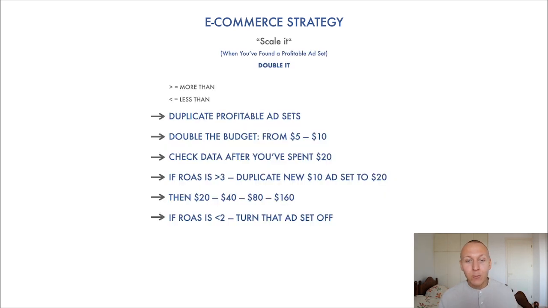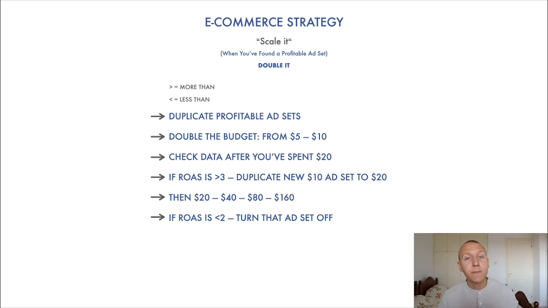When we scale it, what we're going to do is duplicate that specific ad set and then double the budget. We do not change the budget on the original ad set because that ad set is already successful. We duplicate it and double the budget because we do not know if it's still going to be successful once we double the budget. All right? So you take the profitable ad sets, or ad set if you only have one, and you double that budget. So for us, it's going to be from $5 to $10.